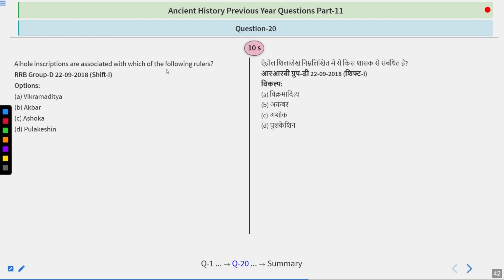Aihole inscriptions are associated with which of the following rulers? Vikramaditya, Akbar, Ashok, or Pulkeshin? Try to answer this one.